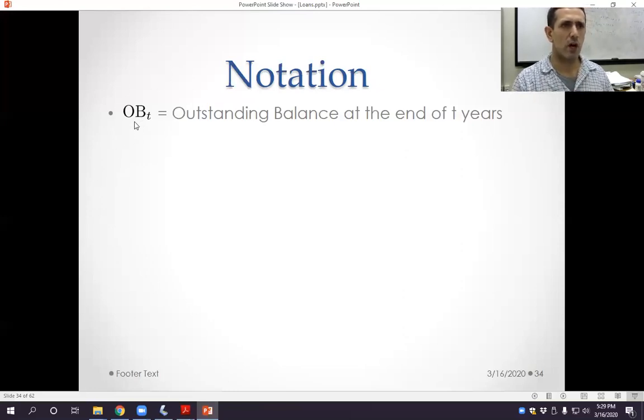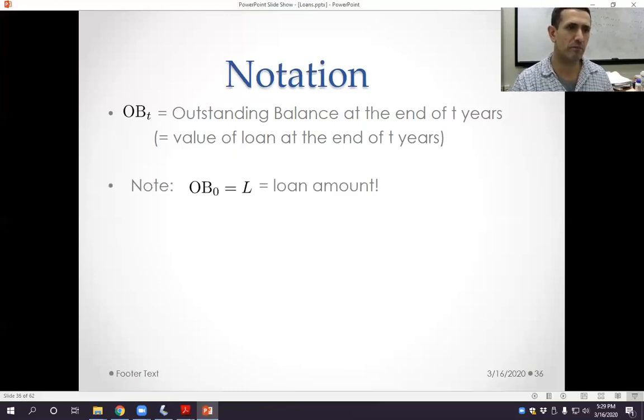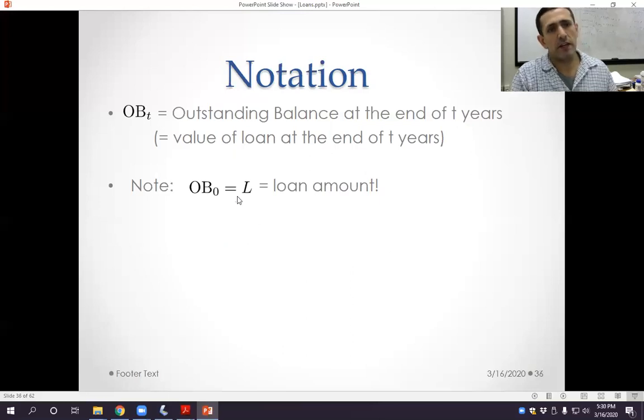All right, so OB_T is the outstanding balance at the end of T years. Practically, that's the value of the loan at the end of T years. That's how much you can pay at the end of T years to get rid of your debt. And OB_0 is the loan amount. It is how much the loan is worth at the beginning of the loan, and that's what we call L. That's how much you take out.